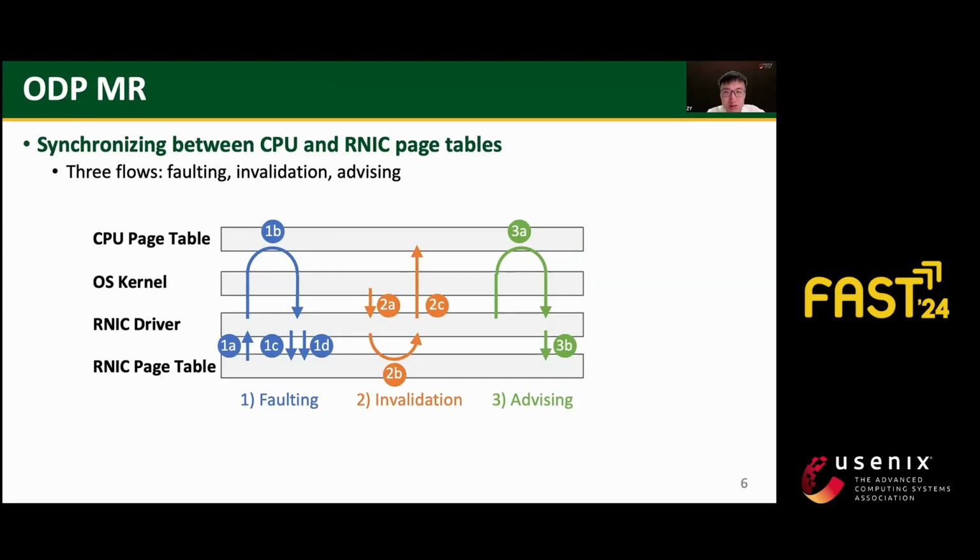Step 1C. The RNIC driver updates the RNIC page table. The data has been in the physical memory, and so it is ready for the RNIC to access. Step 1D. The RNIC resumes the network connection and the RDMA request. About two other flows, invalidation flow and advising flow, you can find more details in our paper. ODP-MR relies on three flows to keep the RNIC page table synchronized to the CPU page table.